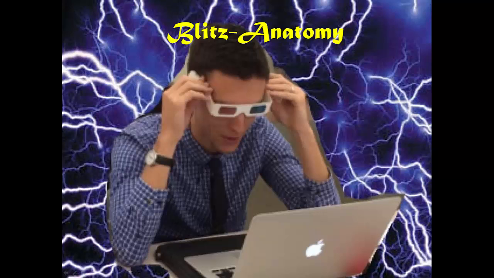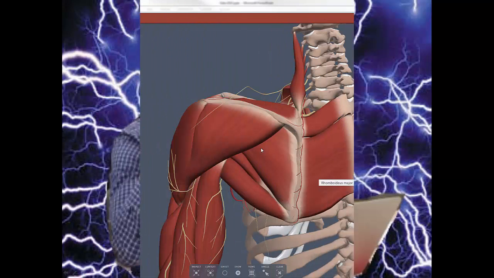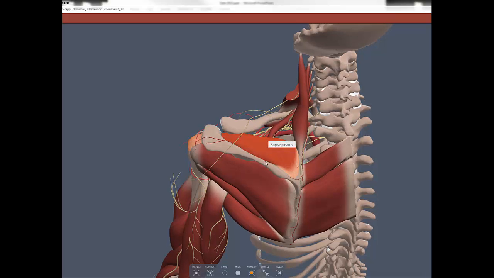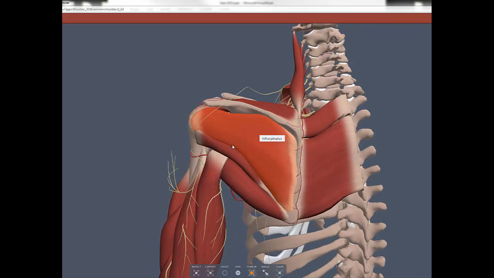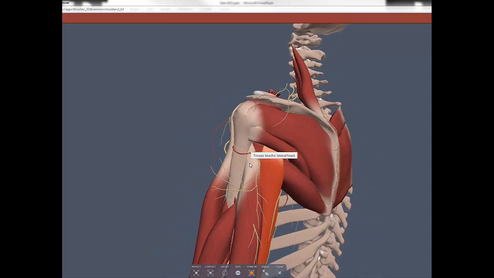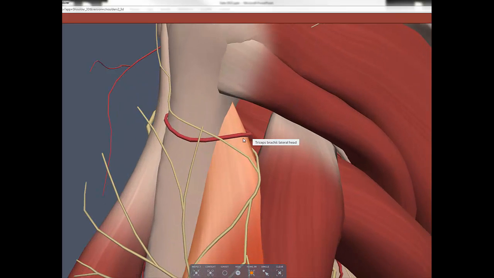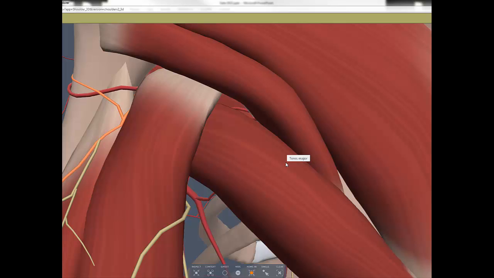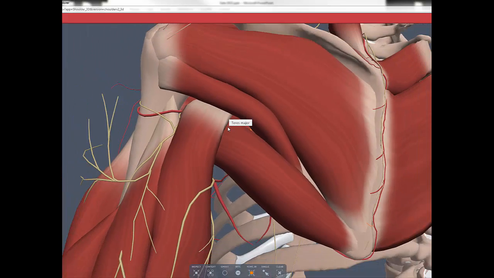Time for blitz anatomy. Muscles, deltoid. Deep to the deltoid, here is the supraspinatus, infraspinatus, teres minor, teres major, long head of the triceps, lateral head of the triceps. In here is our quadrangular space transmitting the posterior circumflex humeral artery and the axillary nerve. Down here is our triangular space with the circumflex scapular artery.